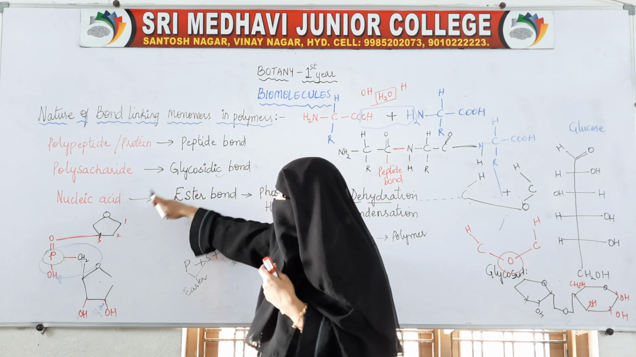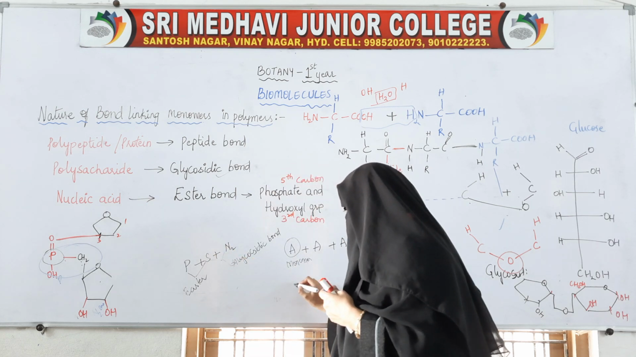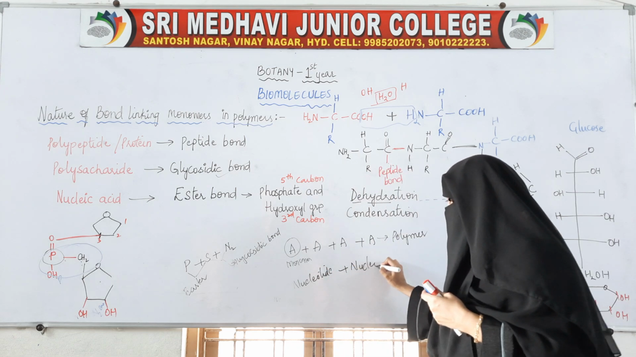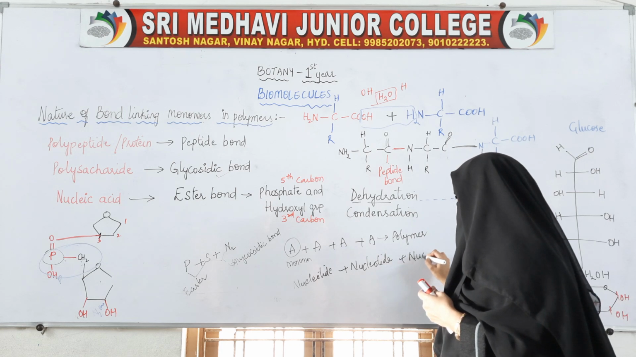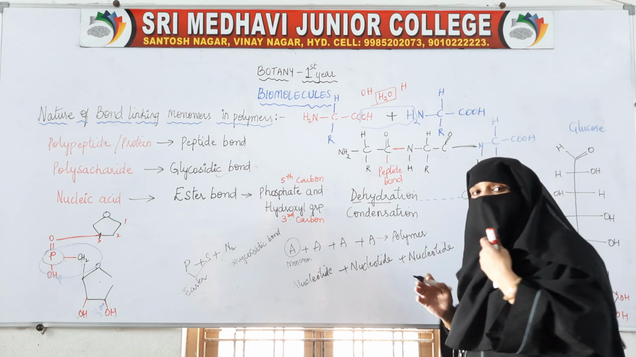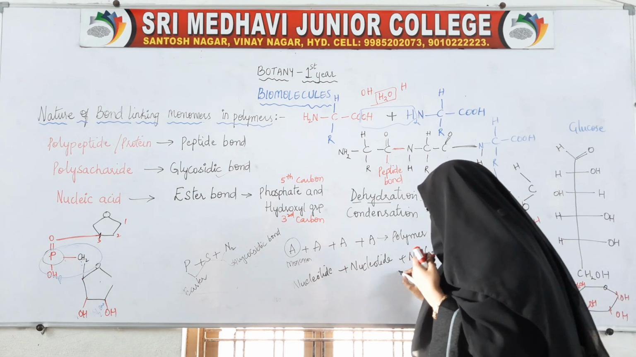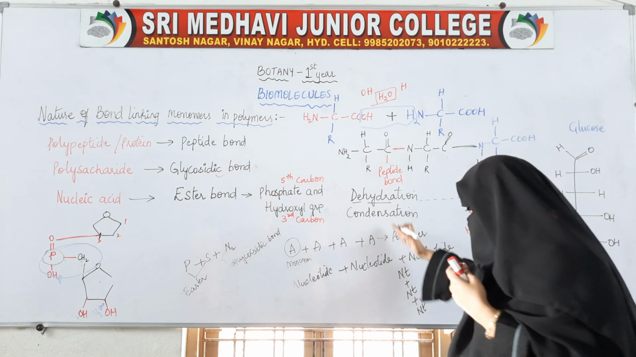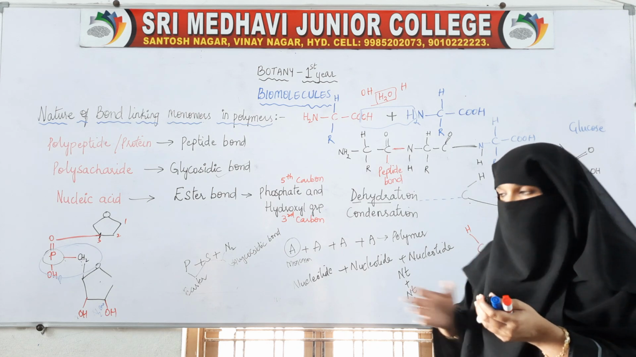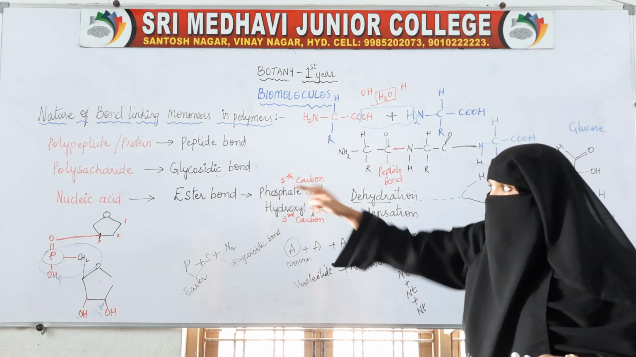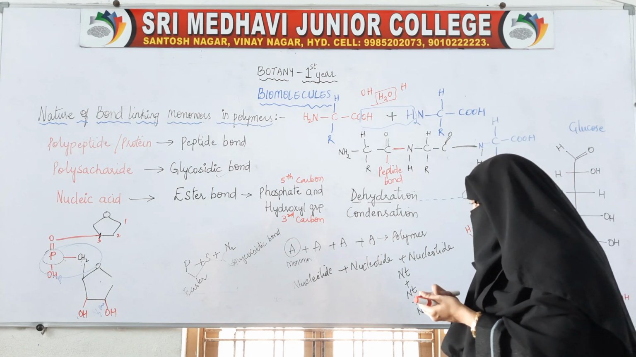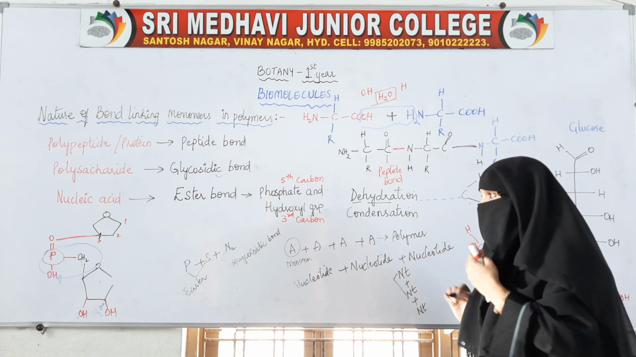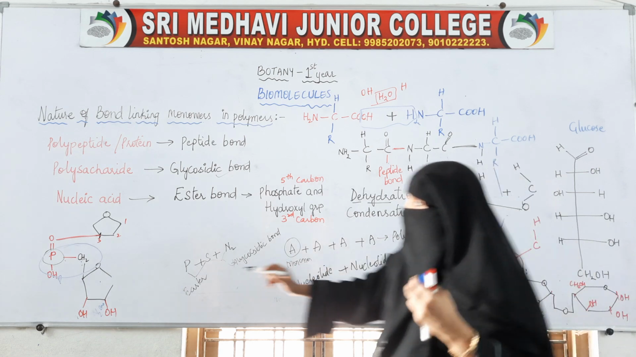Another nucleotide, because nucleic acid is made up of many nucleotides. Nucleotide plus nucleotide plus nucleotide. Many will be joining. So instead of writing like this, I will write nucleotide plus nucleotide plus nucleotide. So like this, nucleotides will be continuously combining and forming a very big molecule that is called nucleic acid. So now between the first nucleotide and second nucleotide, a bond is formed.